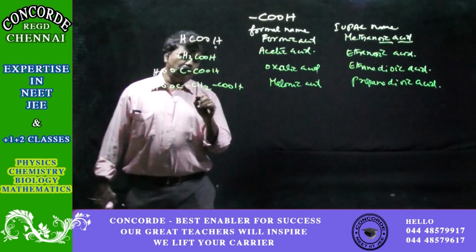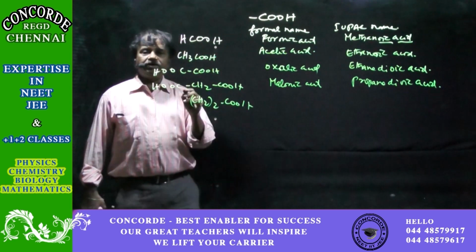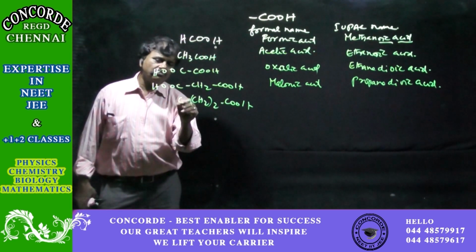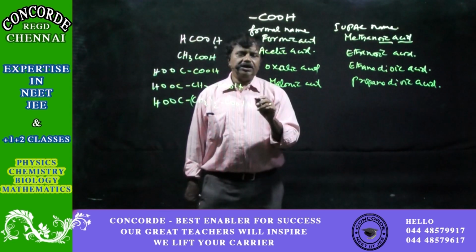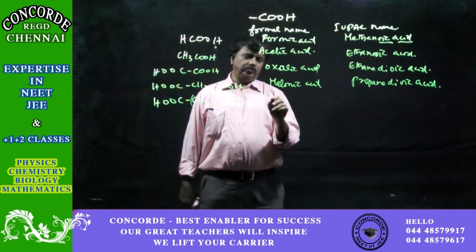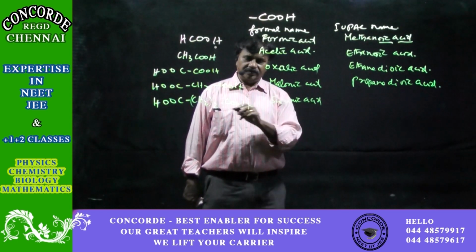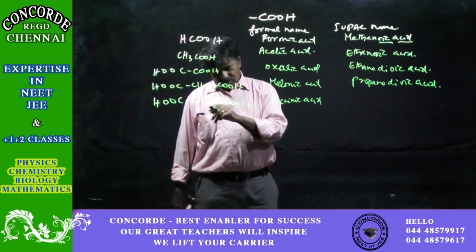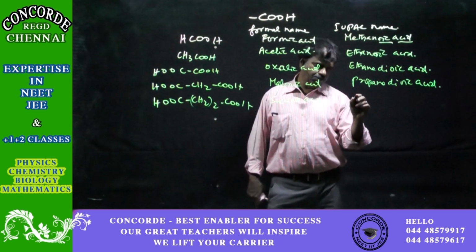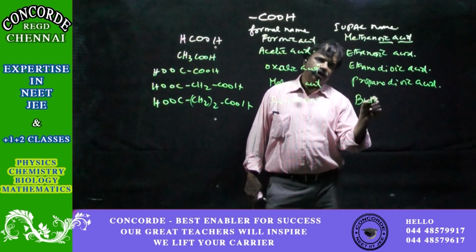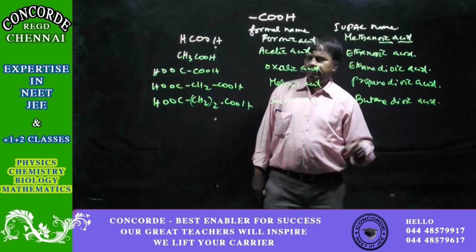Okay, so if there are 2 CH2s, the 2 CH2s are going to be like this, so this is succinic acid. Succinic acid has CH2 twice, COOH, COOH. And this is 1, 2, 3, 4 butane dioic acid.